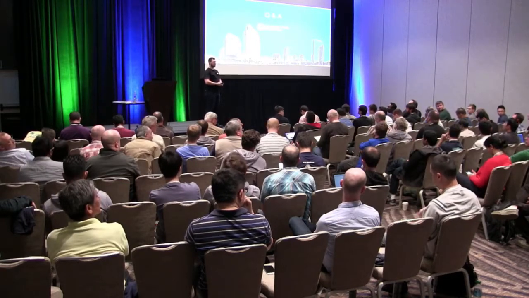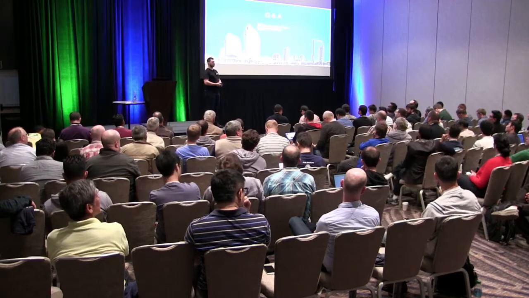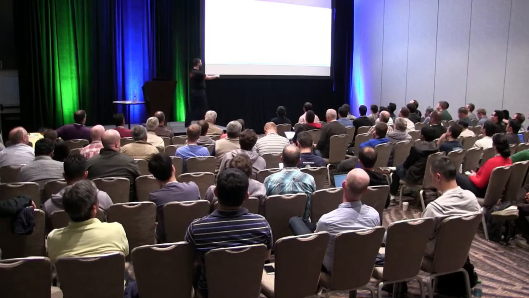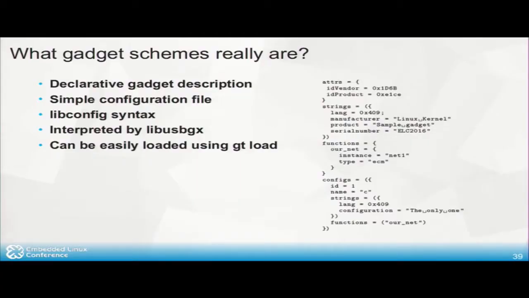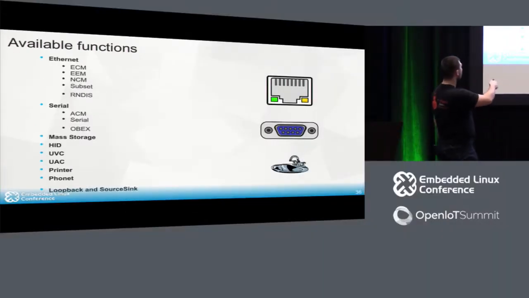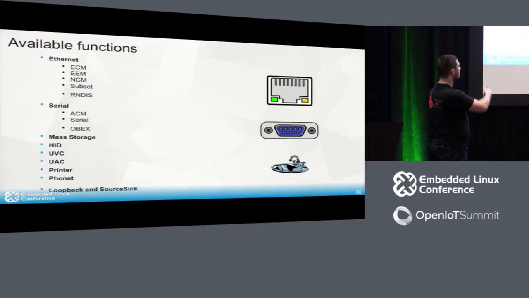Hi there. I really enjoyed that. So when you did the sample right at the very end, what part of the JSON-looking file said it was a network device? Well, it was this part. It says that this function has the type ECM, which means Ethernet Control Model. If we get back here, we have the family of Ethernet emulation functions, and ECM is one of them. So we may use any of those strings to create the Ethernet over USB function.